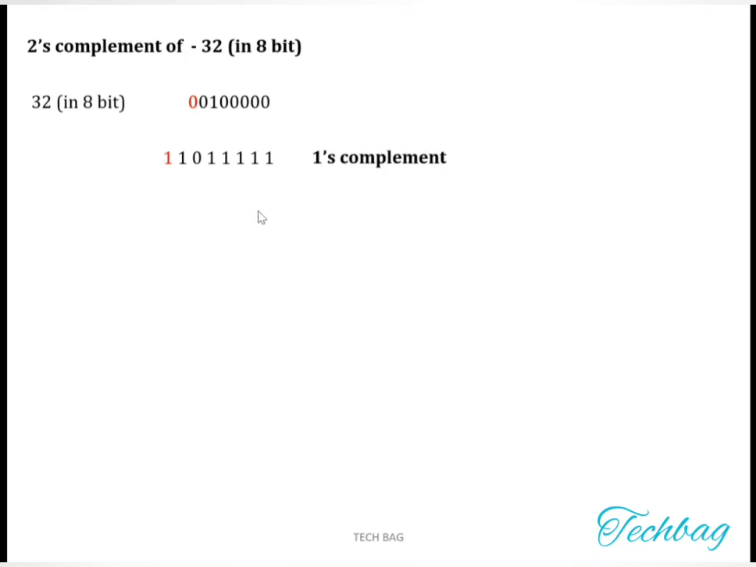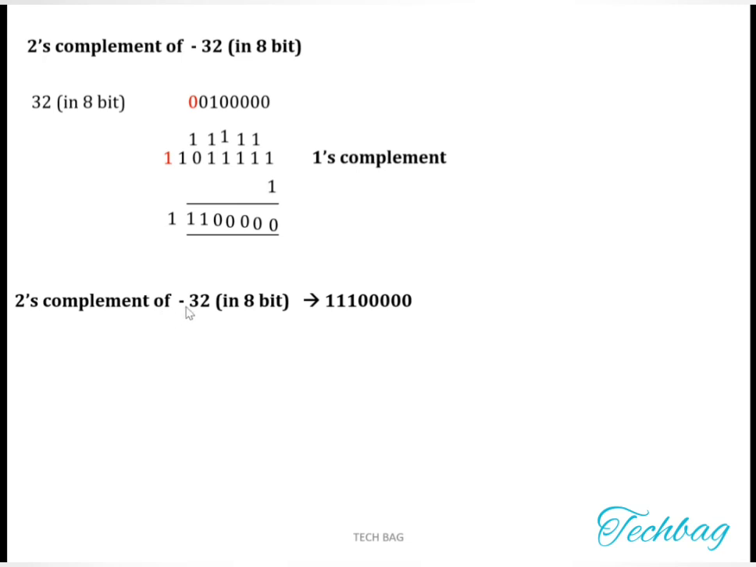To get 2's complement, you have to add 1 with this. So now 1 plus 1, you get 0 with carry 1. Again 1 plus 1, you get sum 0, carry 1. 1 plus 1, sum 0, carry 1. Again 1 plus 1, sum 0, carry 1. 1 plus 1, sum 0, carry 1. So now 1 plus 0, you get 1. Here 1, so you get 1. And here 1, you get 1. So this is the 2's complement representation of minus 32. So 2's complement representation of minus 32 is 1, 1, 1, 0, 0, 0, 0, 0.